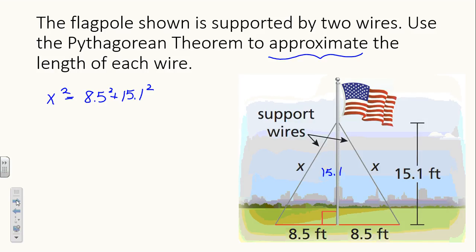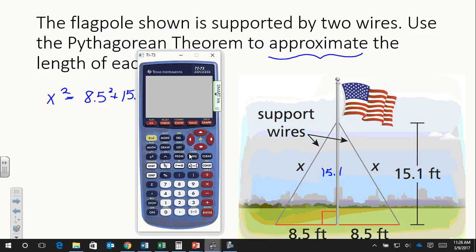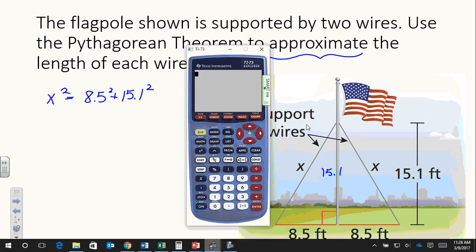Okay, so now we break out our calculator. And you all know how to use your calculators, right? All right, so we want to take 8.5 and square it. So you should have a squared button somewhere. We add on the 15.1 squared. Okay, and we get a total of 300.26.